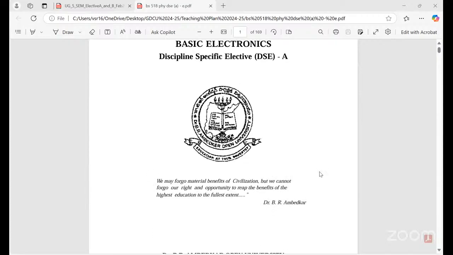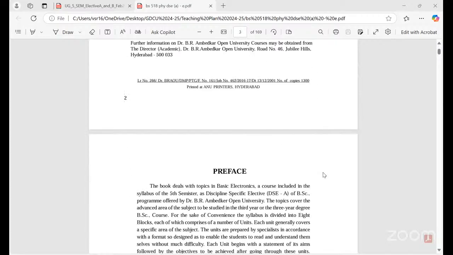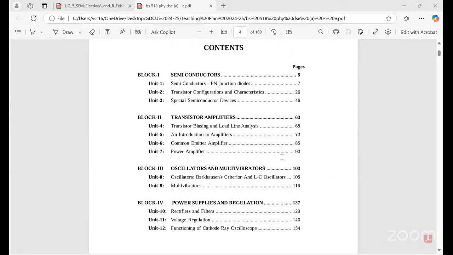In this basic electronics, here also, same as whatever we discussed in the previous semesters, previous classes, same type of syllabus, 4 blocks. Each block contains different types of units. Let me complete this. First one is the semiconductors.